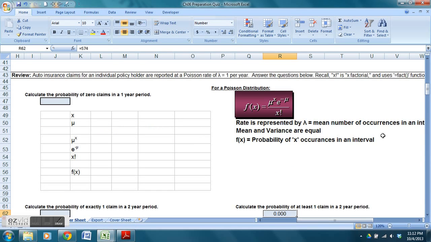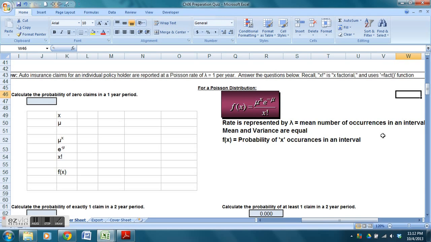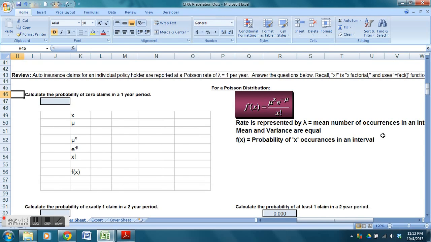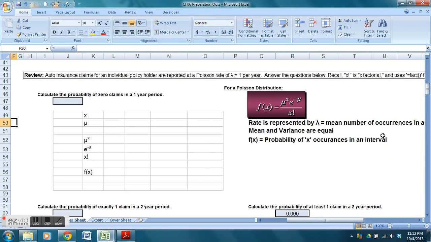Alright, so the Poisson distribution. Auto insurance claims for an individual policy are reported at a Poisson rate of gamma equals 1 per year. Answer the questions, recall x factorial, use the fact function. So, calculate the probability of 0 claims in a 1 year period. What you're going to be getting for a Poisson distribution is the probability density function, which is right here, PDF, and it's as simple as plugging and chugging away to get your answer.